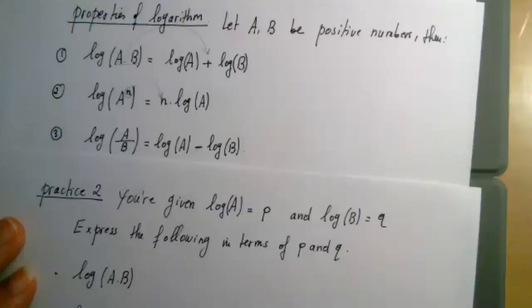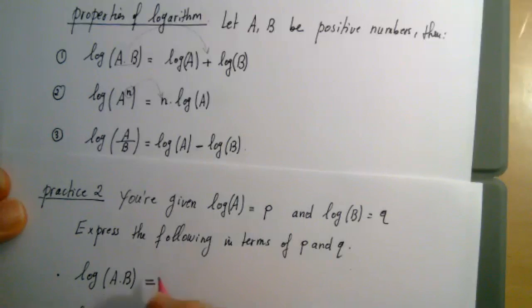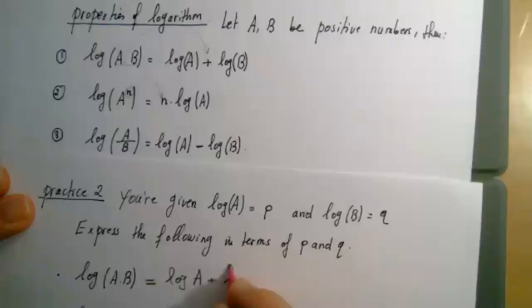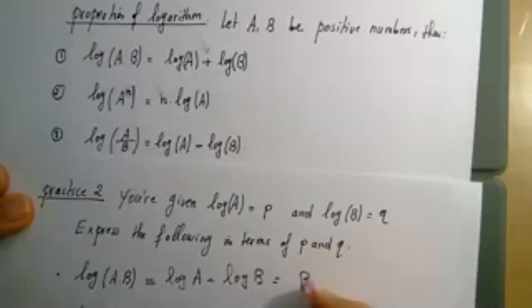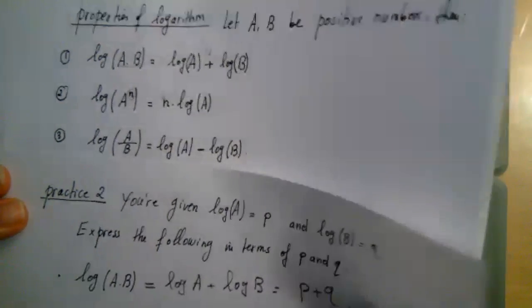Which property am I going to use? Number 1. So that's the easy one to get us started, to basically help me figure out what I'm trying to do. The answer is P plus Q. Okay, so just practice properties. Now the second one.